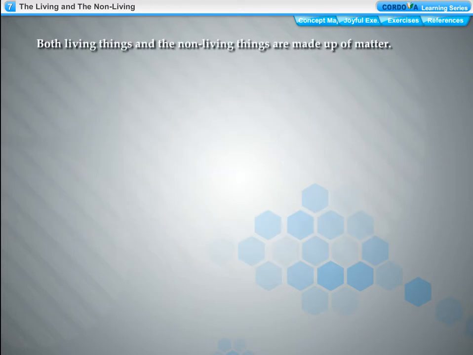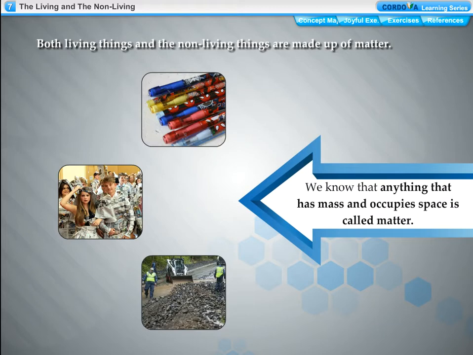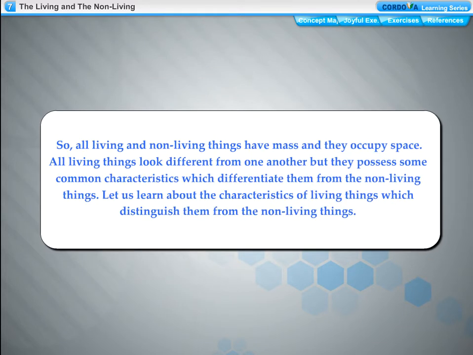Both living things and the non-living things are made up of matter. We know that anything that has mass and occupies space is called matter. So, all living and non-living things have mass and they occupy space. All living things look different from one another, but they possess some common characteristics which differentiate them from the non-living things. Let us learn about the characteristics of living things, which distinguish them from the non-living things.